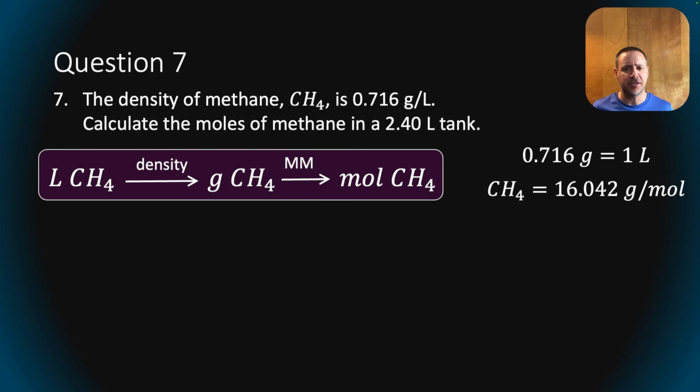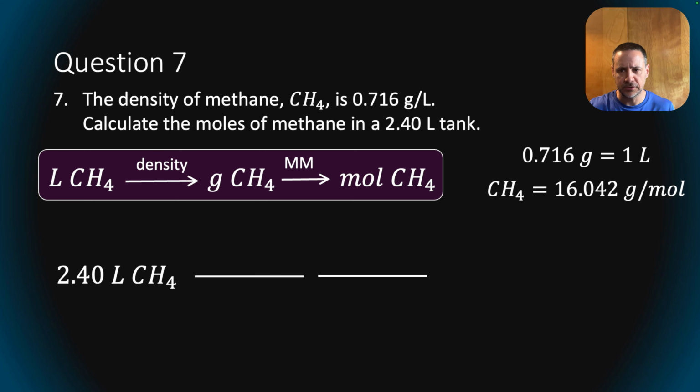Time for the dimensional analysis setup. The problem gave me 2.4 liters of methane. I know this is a 2-step process, so I put in both fraction bars, 1 for each step. My first step is to change liters to grams. And the second step, I'll convert grams into moles. Notice, units first, all the way through.